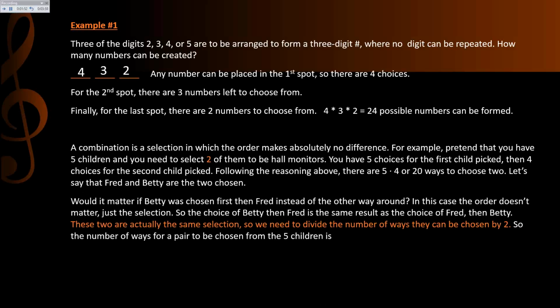These 2 are actually the same selection, so we need to divide the number of ways they can be chosen by 2. Because when we put 5 and 4, we're talking about every single possibility, which would include Betty then Freddie or Freddie then Betty. And since we have two of them there, we just want to divide those so that the number of ways for a pair to be chosen from the children would be 5 times 4 divided by 2, and that would give us the answer 10.